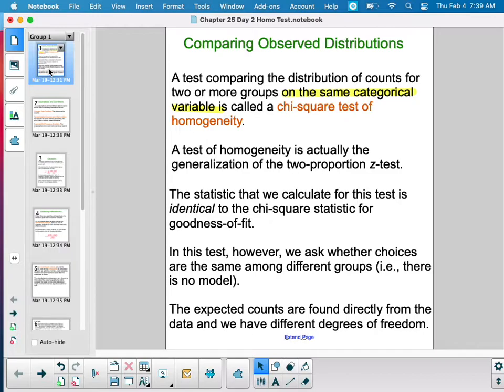But oftentimes we get a two-way table of data. And that's where the tests of homogeneity and independence come in. Now, I'm going to say this several times.